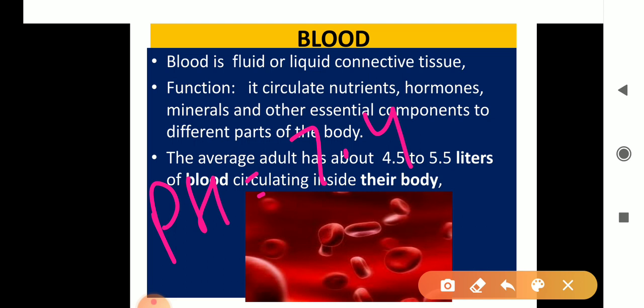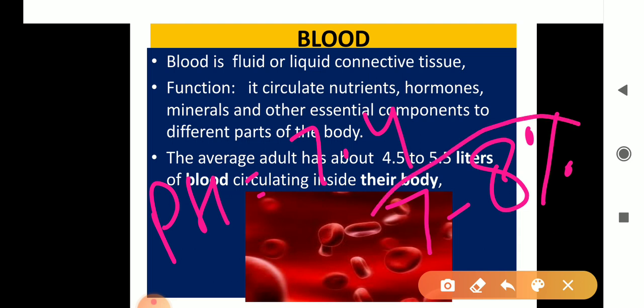That is, it is slightly alkaline, and bright red in color if it is in the oxygenated condition, and it forms approximately 7 to 8% of the body weight. Is it okay? Now once again, it is a red vascular connective tissue, opaque, alkaline, pH value is 7.4, and bright red in color in the oxygenated condition, and it forms approximately 7 to 8% of the body weight.